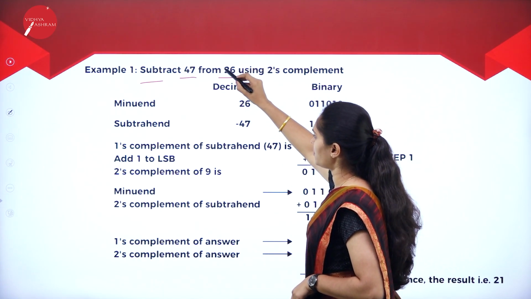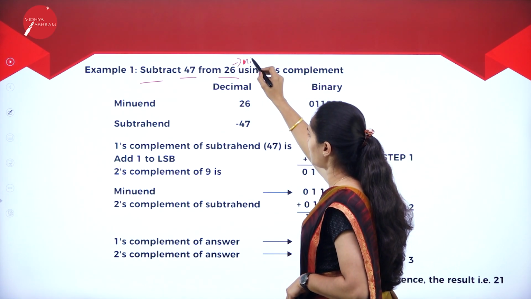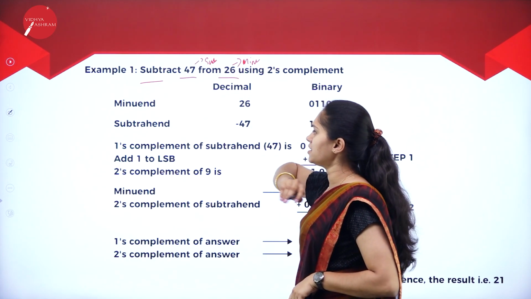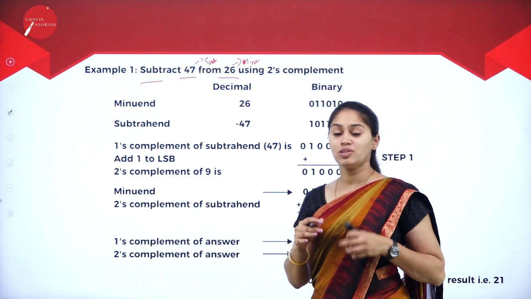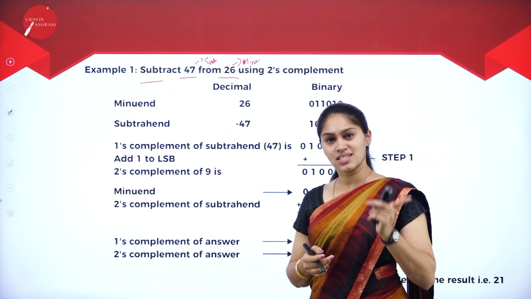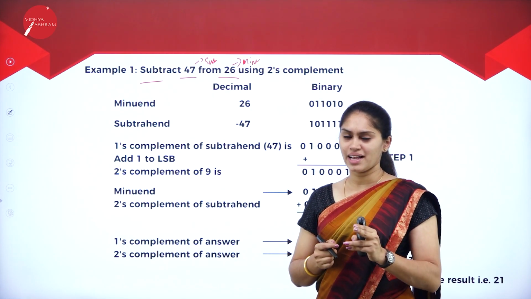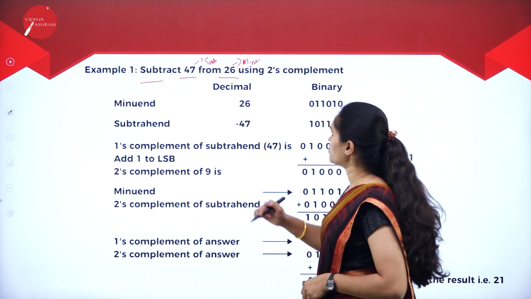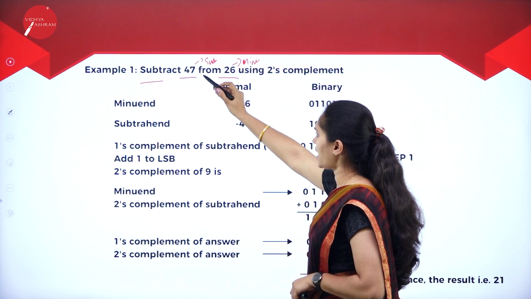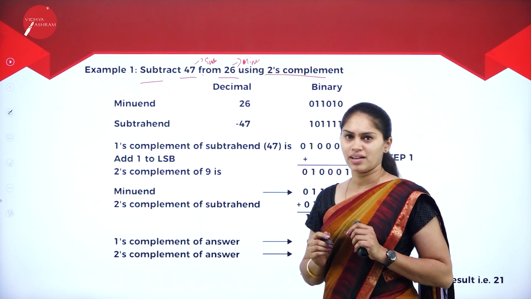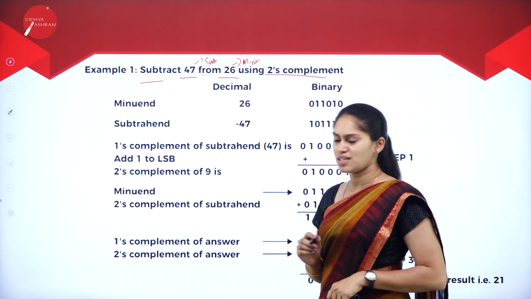So after "from" we have 26, so that will be my minuend and this will be my subtrahend, right? So what is the condition here? What is the scenario we are dealing with when the subtrahend is greater than the minuend, or else the minuend is lesser than the subtrahend? Okay, that is the case here, but we have to subtract 47 from 26 by making use of 2's complement. We'll see which is minuend, which is subtrahend now.